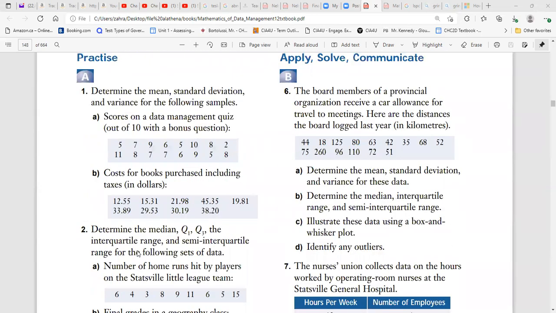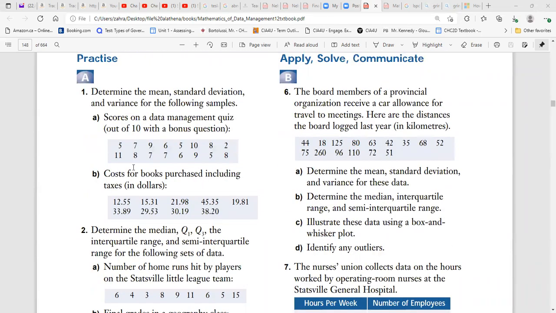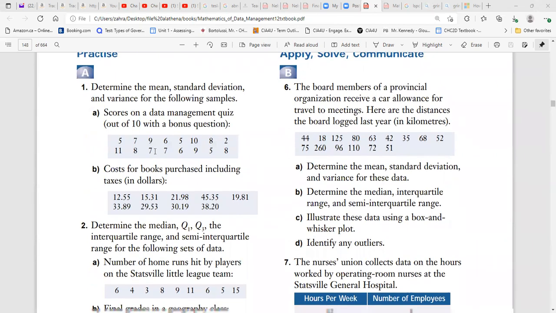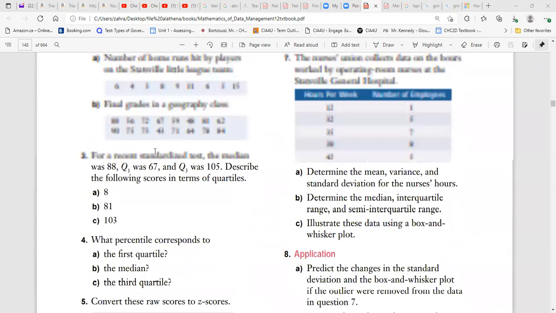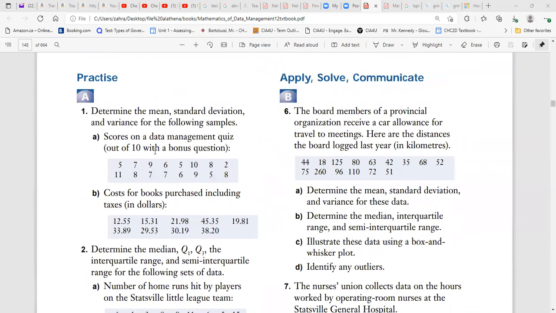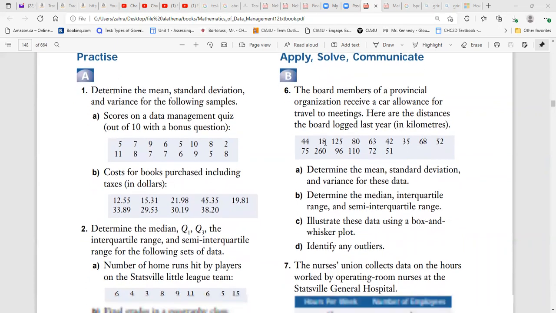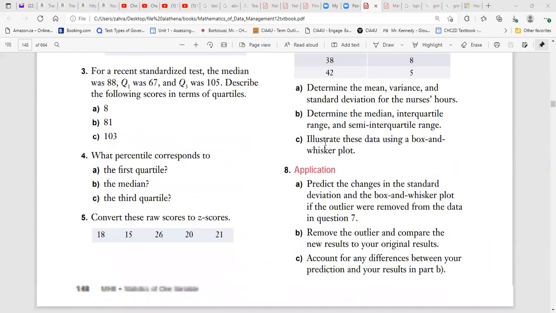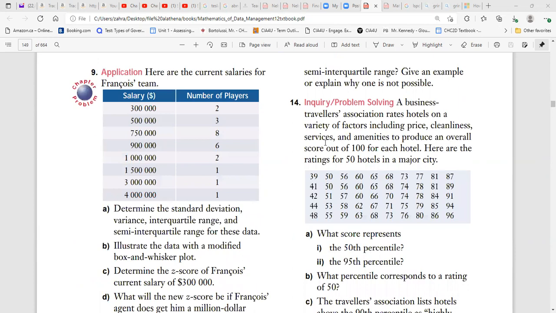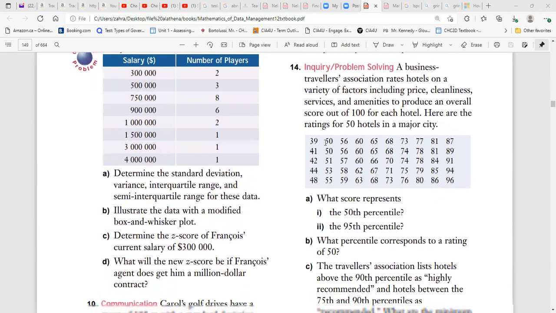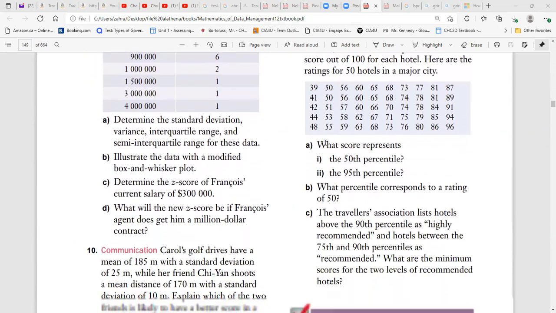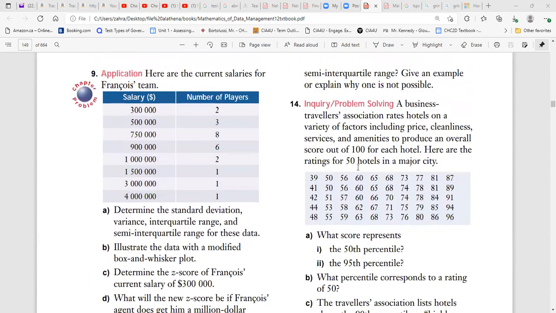Okay, for these questions, question number 1. Number 6. Here, question number 14.